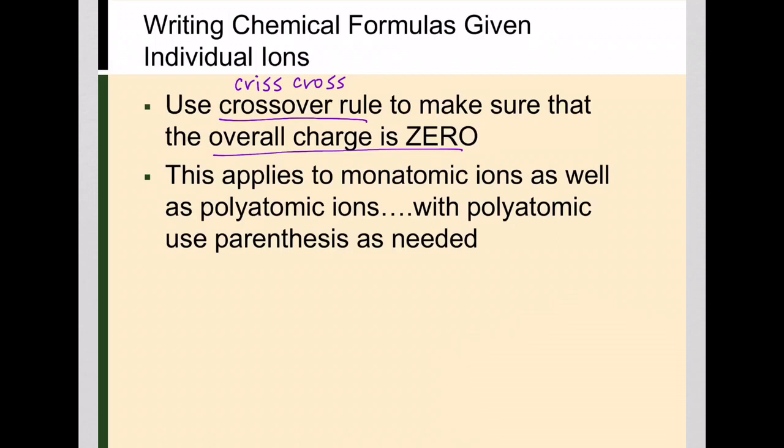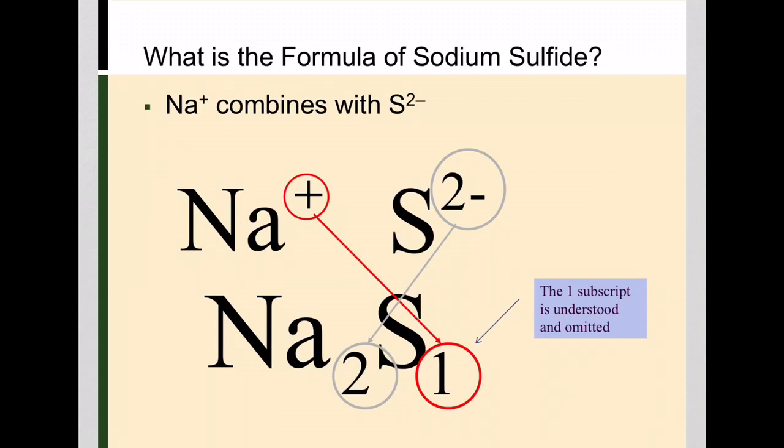This will work with both our monatomic ions, so elements of single element atoms that have become ions. It will also work for polyatomic ions. Okay, the one thing we'll see is we will need parentheses around polyatomic ions sometimes, but we'll come back to that in a minute. So let's check out an example.